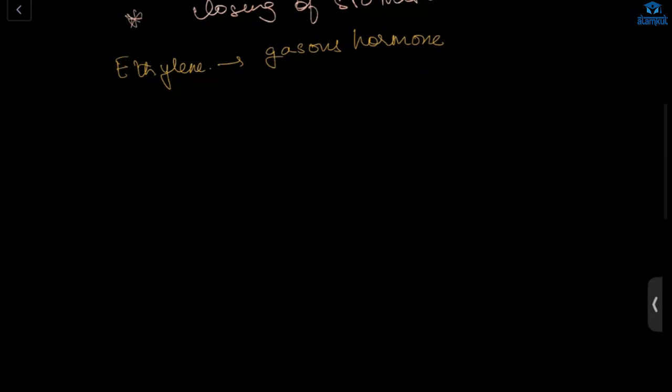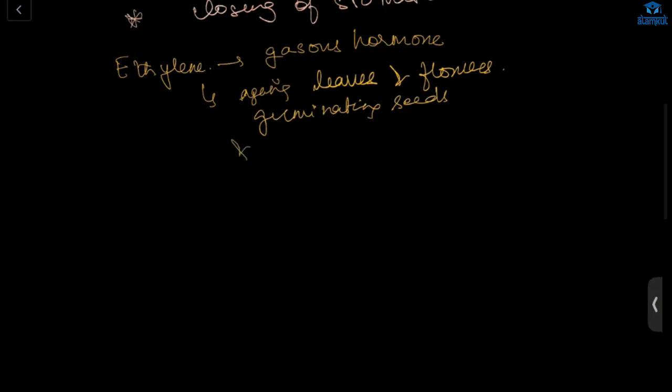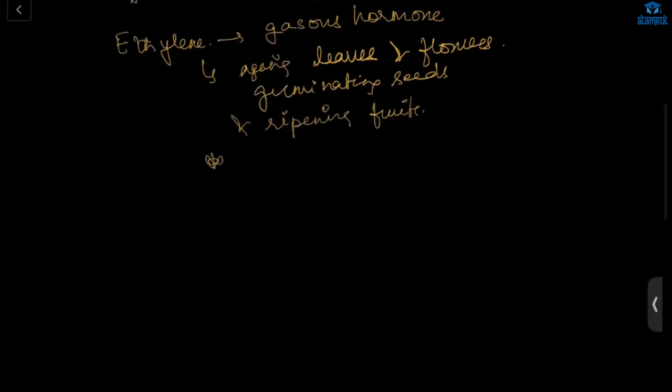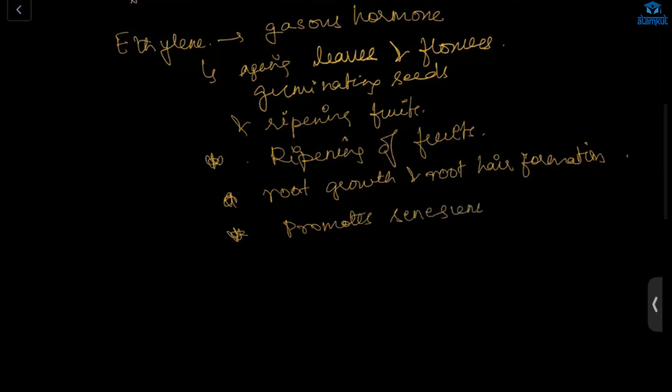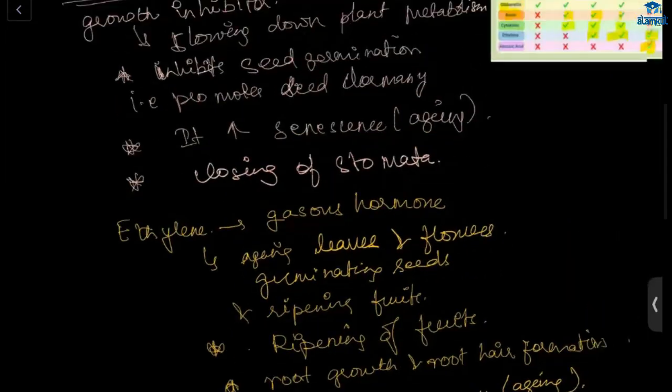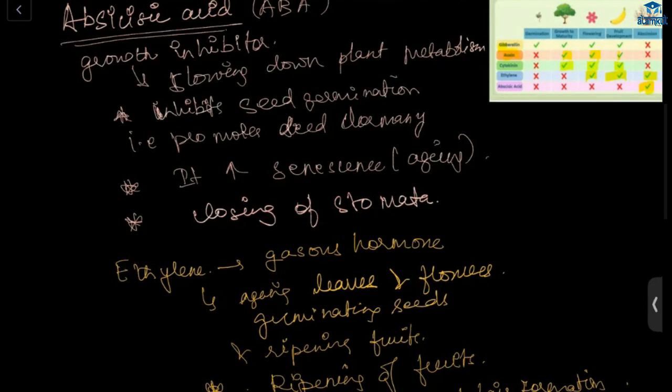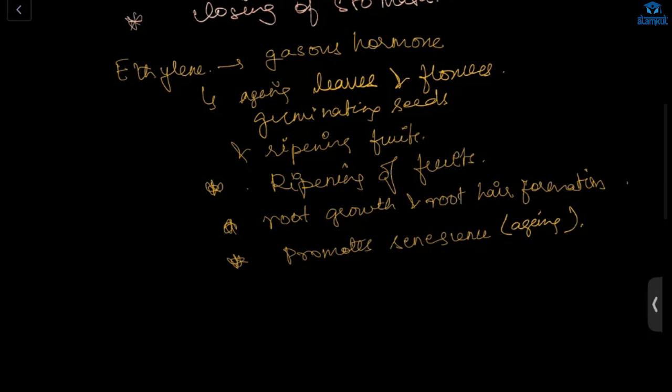So where is it found? In aging leaves and flowers, germinating seeds and ripening fruits. What's its work? It helps in ripening of fruit and promotes root growth and root hair formation. One more thing, it promotes senescence, that is aging, just like abscisic acid. So these are all the hormones. This hormone, ethylene, is most widely used in agriculture. Next, we have what?